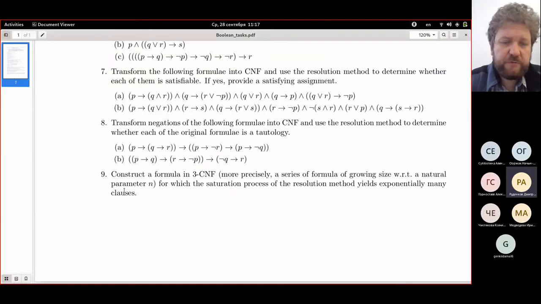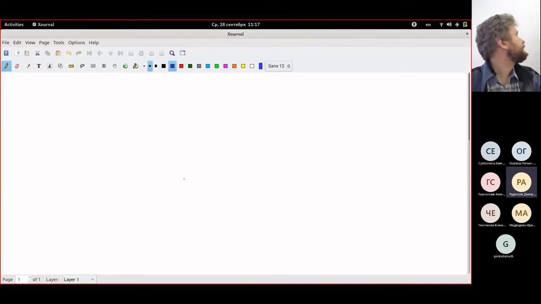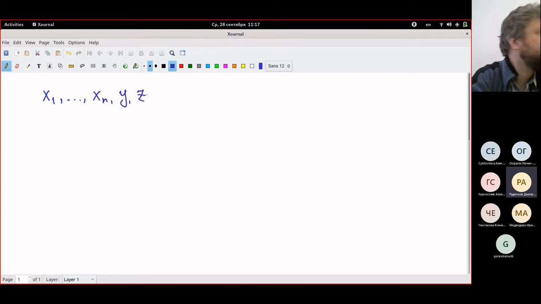Okay, so the problem is posted here. We have to construct a series of formulas in 3CNF of growing size with respect to a natural number n, for which the saturation process of the resolution method yields exponentially many clauses. So the idea was as follows. I will just rewrite what you are writing there. You had variables x1, ..., xn, y, and z, right? These are variables. And now the clauses.